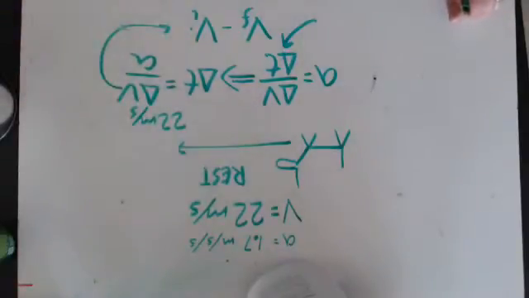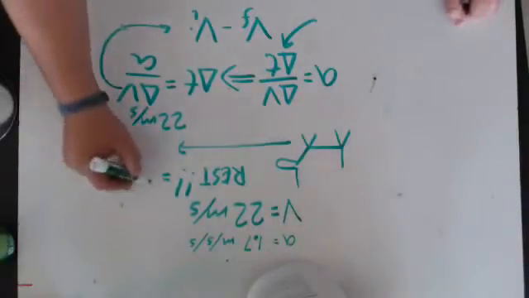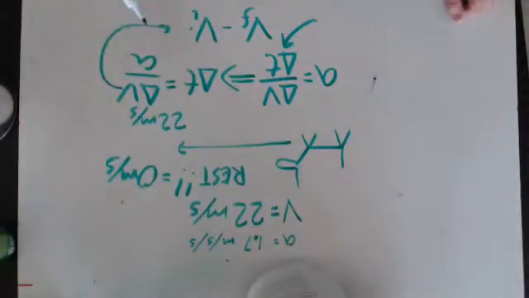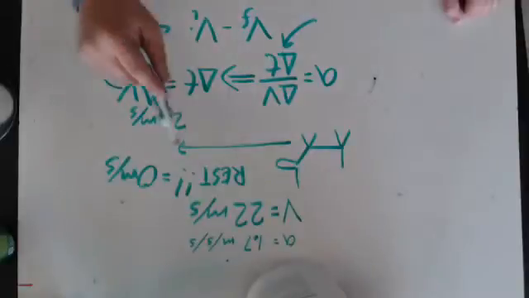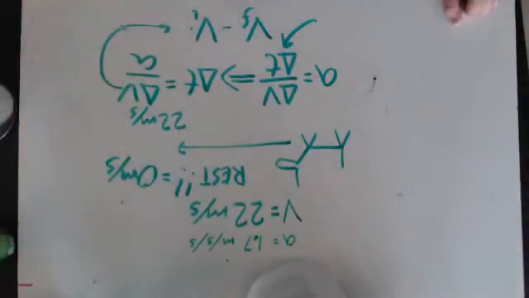If you're at rest, you're motionless. So when we hear the word rest, we hear 0 meters per second. Now we have to determine whether that's the initial velocity or the final velocity. Well, it says it accelerates from rest, so it starts off at rest and then gets up to 22 meters per second. So the 22 then has to be my final, and the 0 has to be my initial.